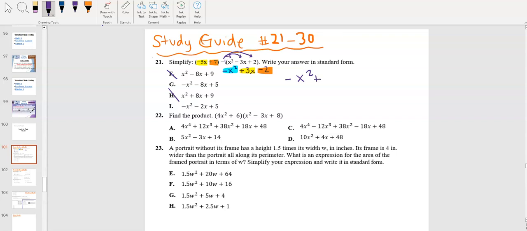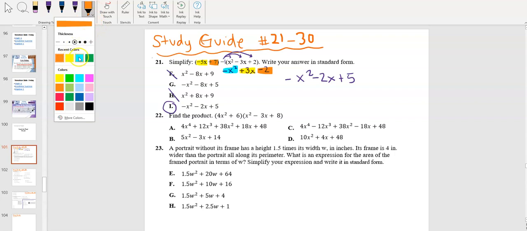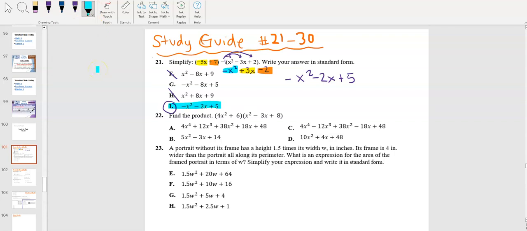Plus, let's see, minus 5x plus 3x is going to make minus 2x, plus 7 minus 2, that's plus 5. So the one that matches is I. Similar to what we did last time, we will highlight our answers so you can see them clearly.